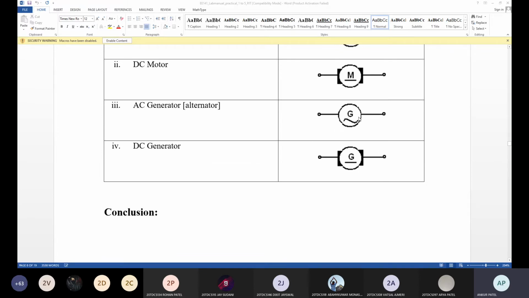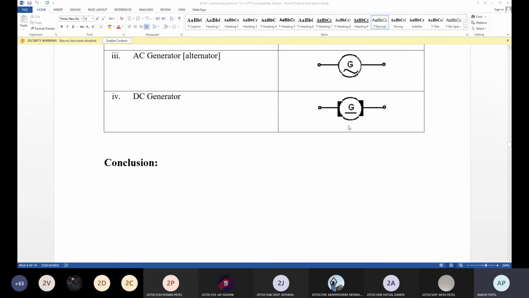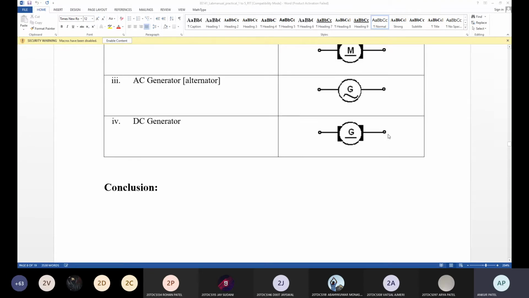AC generator: mechanical to electrical conversion. It is also called an alternator, and we get output in AC form. DC generator: mechanical to electrical, but here in DC form, so it is called the DC generator.